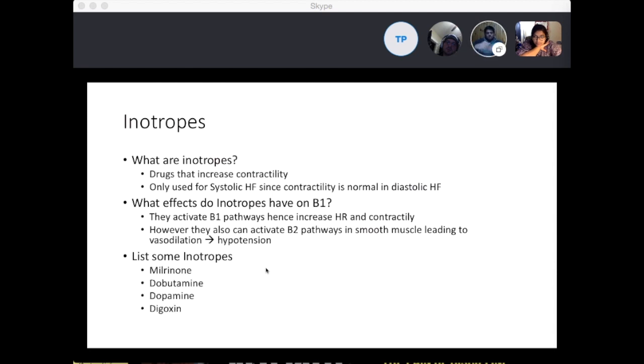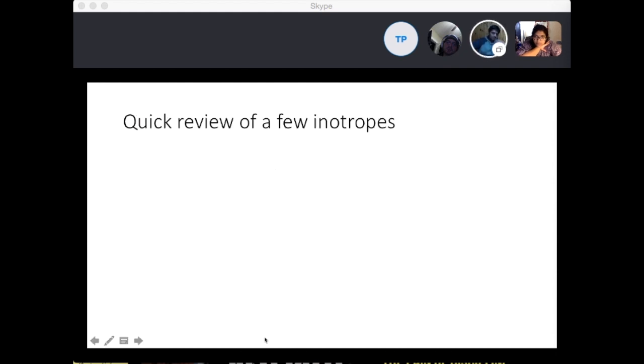But we're gonna focus on the top 2 for today. Sorry, I didn't want to overdo it, but there's a lot of other ones. But dopamine, digoxin, milrinone, and dobutamine. And then epinephrine is another one that's just not listed on this list. So let's do a quick review of 2 of those.